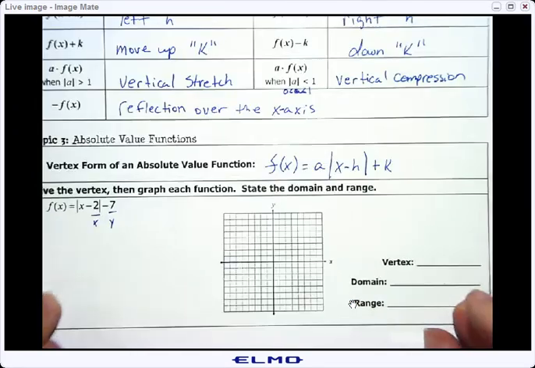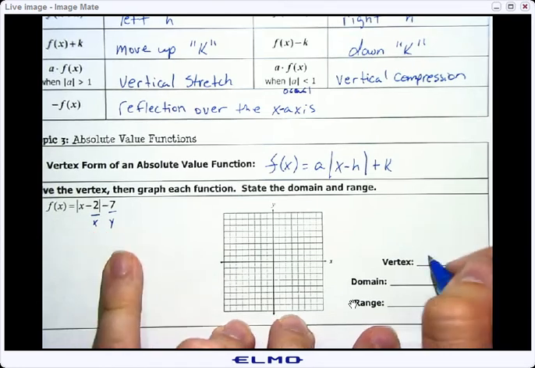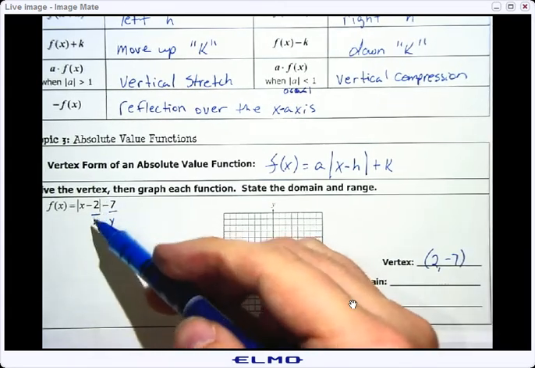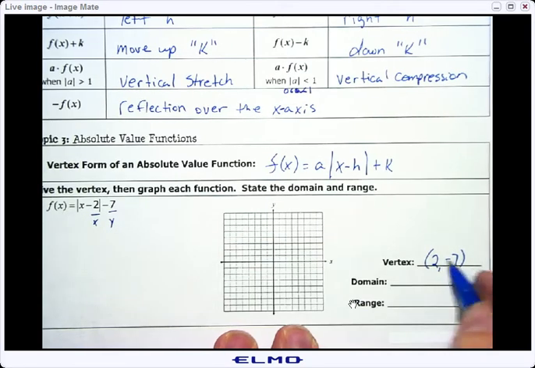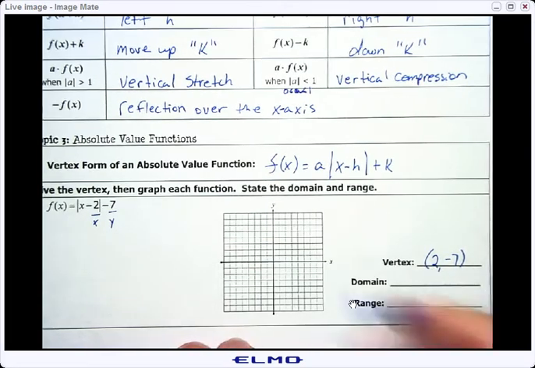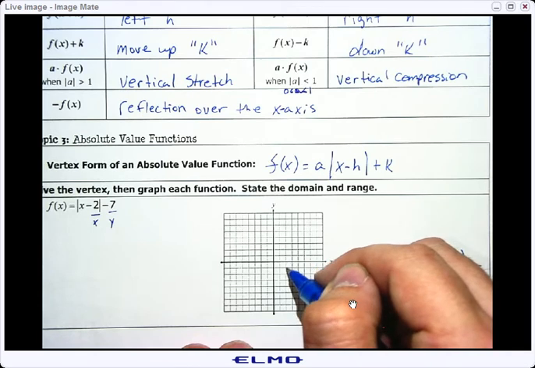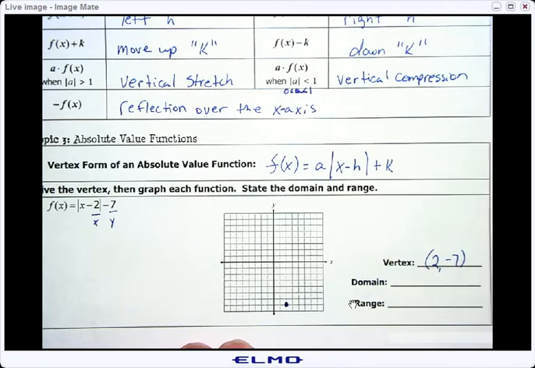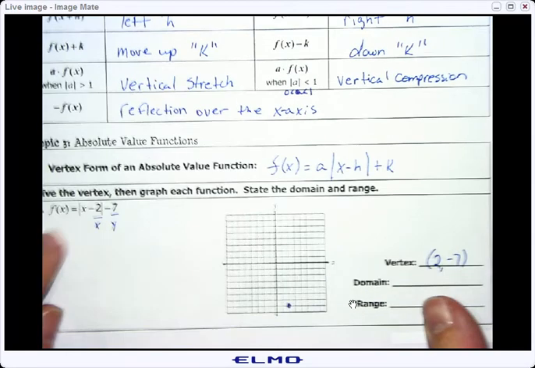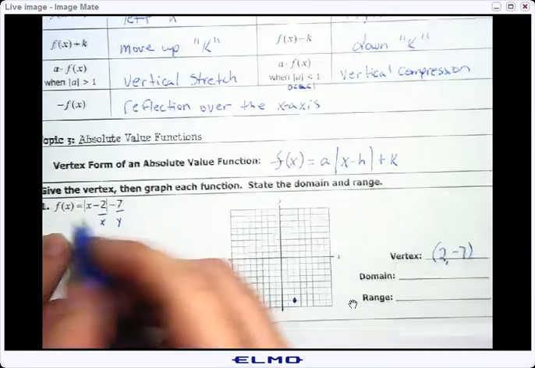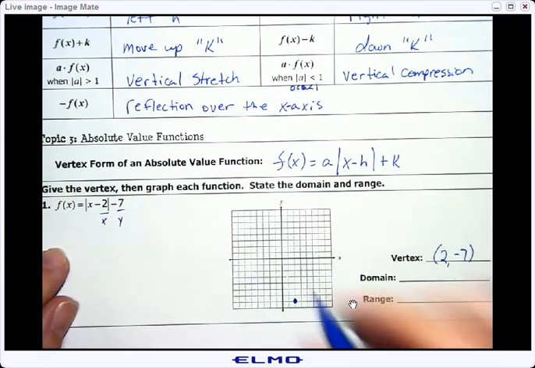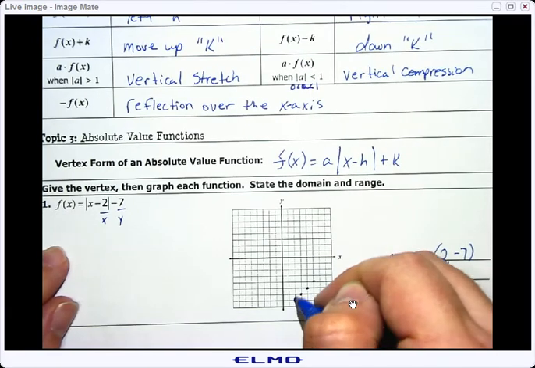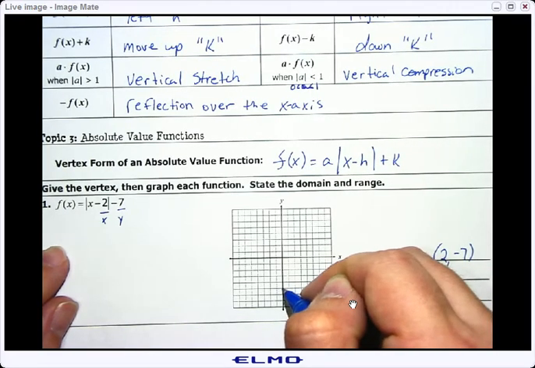So the vertex for this one is going to be 2, -7. Remember, the x value, your h, is opposite when you pull it out. So this graph is going to start at +2, -7. So right there. All right, to get the slope, you look at the a, and in this case, it's an understood 1. So that means up 1 over 1, up 1 over 1 from the vertex. And then the same, just going the other direction to the left.